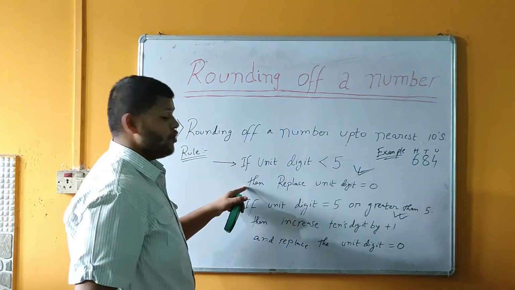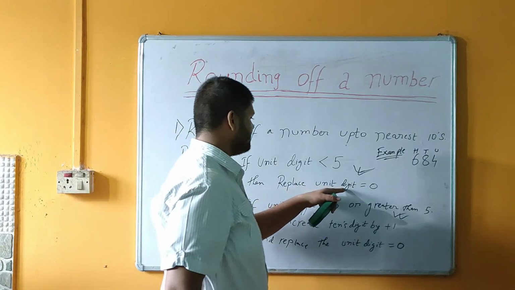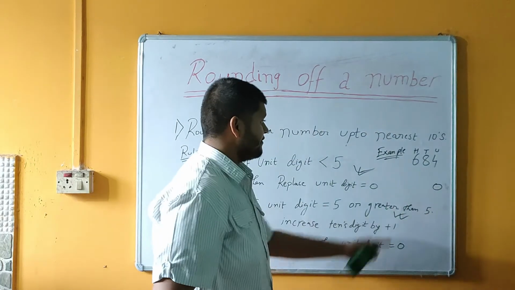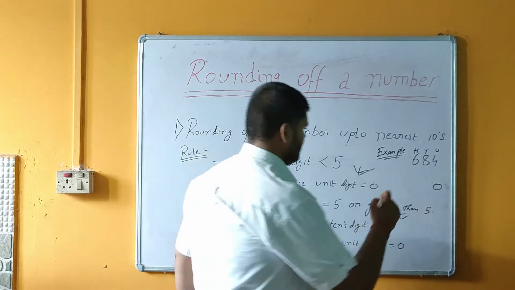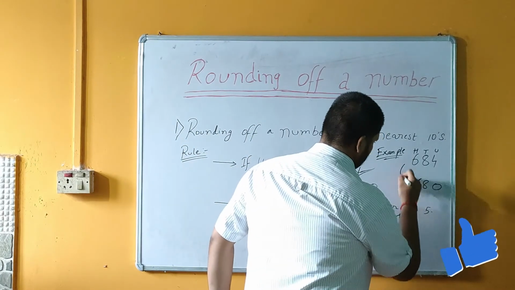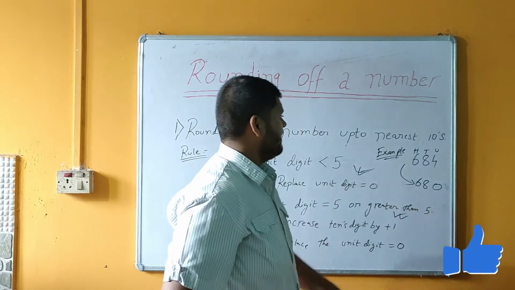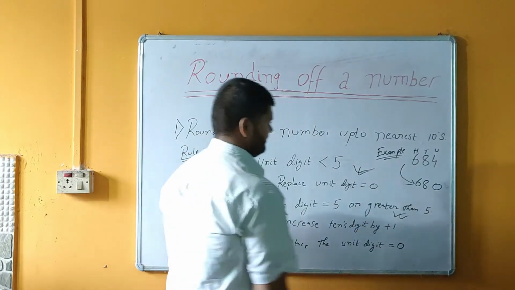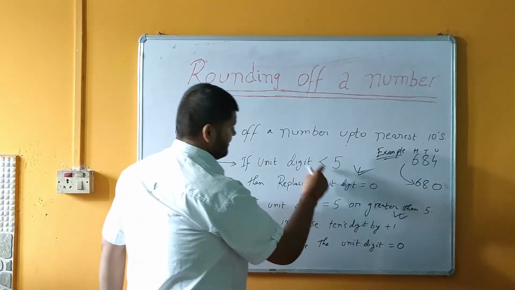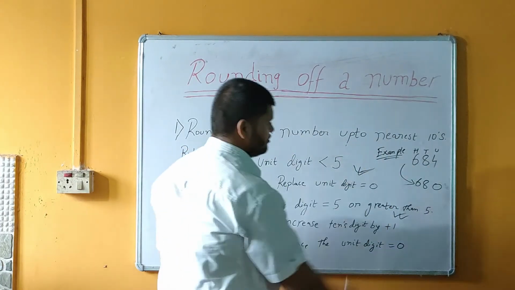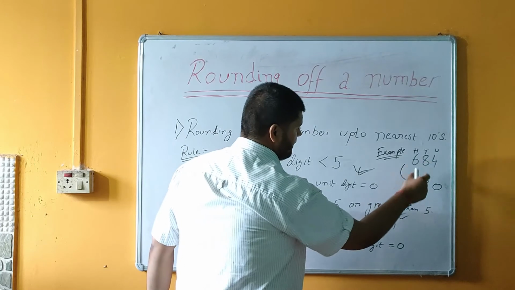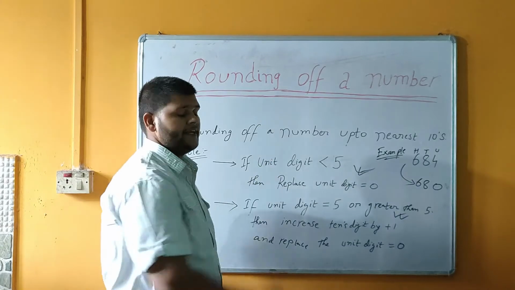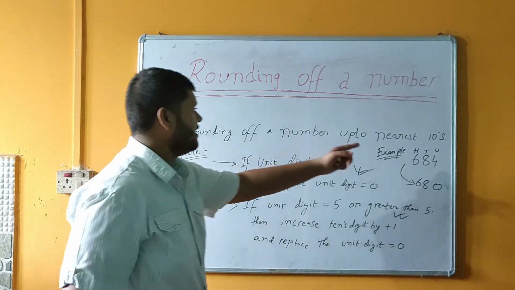If the condition is true, what do we have to do? Replace the unit digit with 0. So this unit digit will be replaced by 0 and the rest of the number will remain as it is, that is 680. So this is the rounded off value for this given number 684. If the unit digit is less than 5, then you have to replace this unit digit with 0 and the remaining digits will remain as they are. So this is all about rounding of a number where we have seen the nearest tens.